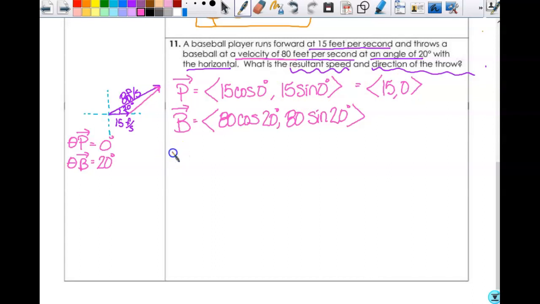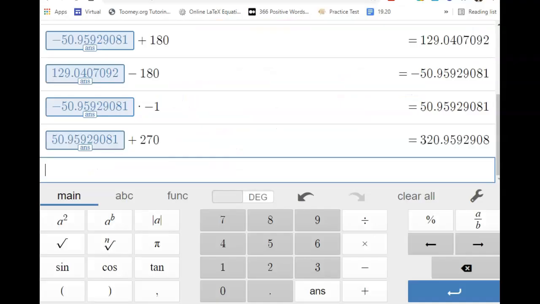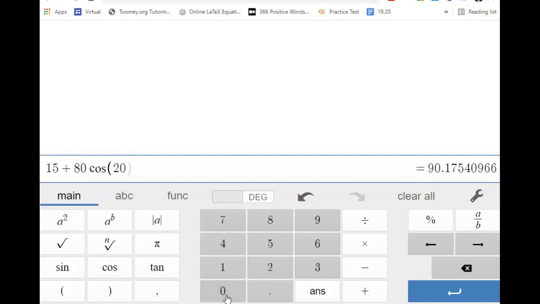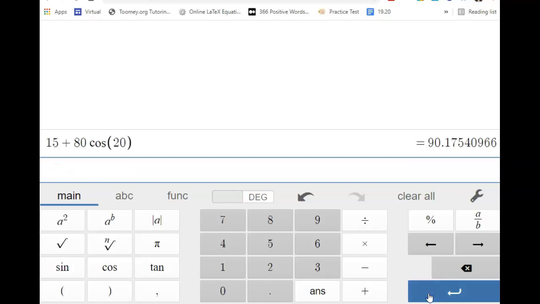So that when I add them, player plus ball, to get my resultant vector, instead of typing all this in, I can use the 15 and the 0. So I'm going to go to my calculator. I'm going to clear off all this mess. And then the x component will be 15, that's the first one, plus the second one, which is 80 times the cosine of 20. And then for the y component, it's 0 plus 80 times the sine of 20.